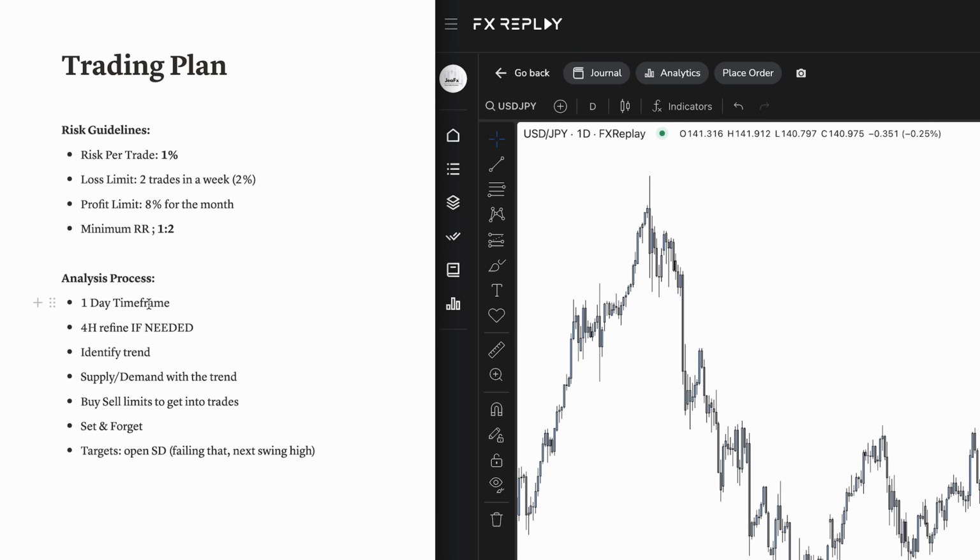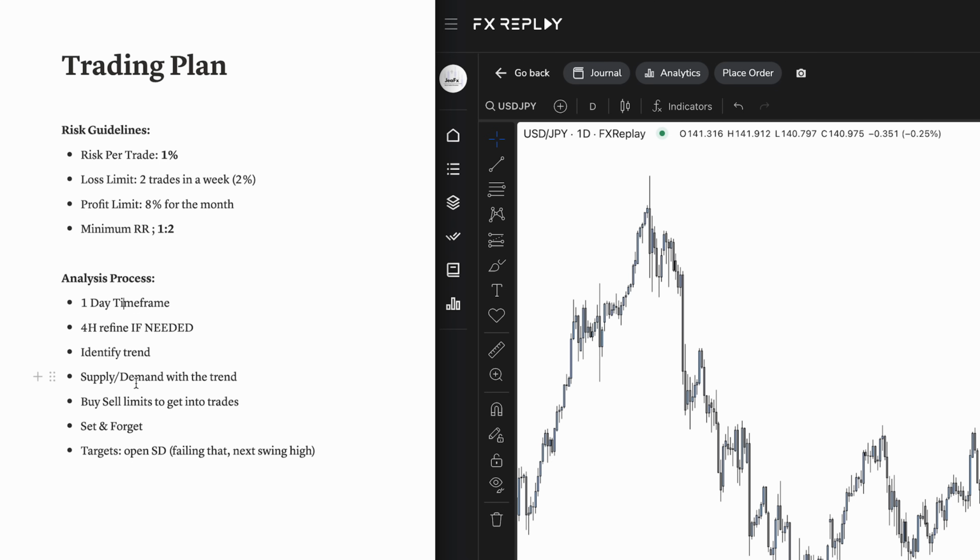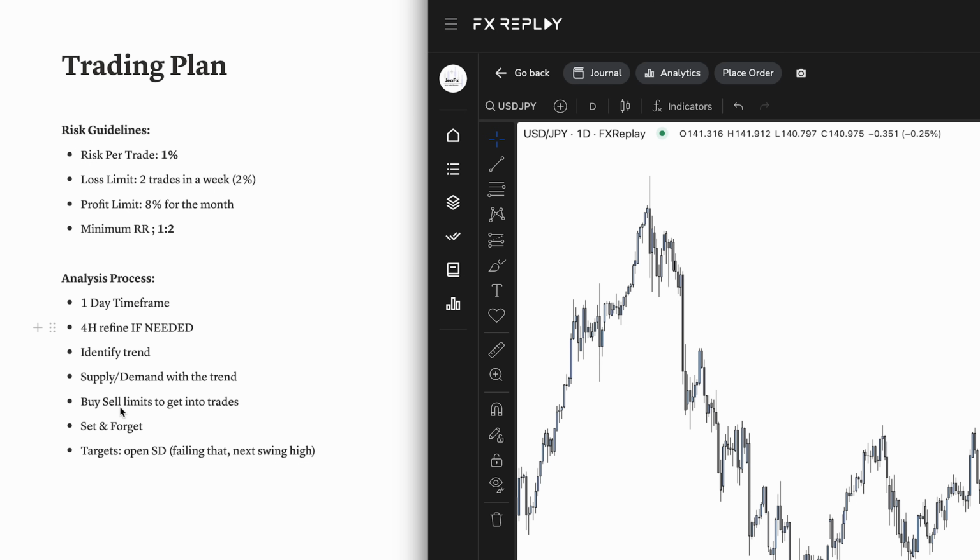We will leave open the potential to refine to the 4-hour time frame if it looks like we need to do that. So for example, if we're looking for a daily area to get in, it's not very clear, we go to the 4-hour at minimum to then identify that opportunity. And our actual step-by-step process will be, first of all, identifying the trend. So are we going up or down? Then we're going to look for supply and demand zones in line with the trend. That's where we're going to enter from. We're going to enter with buy or sell limits. Buy limits on demand, sell limits on supply.